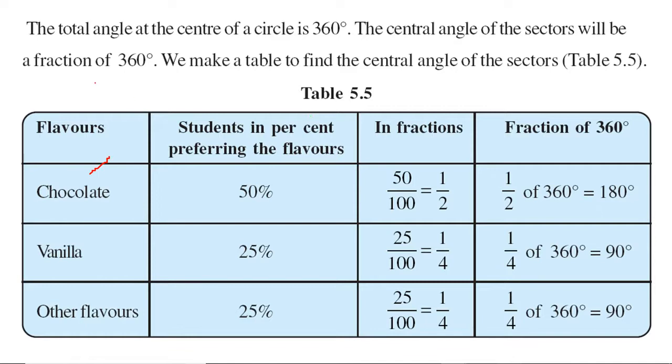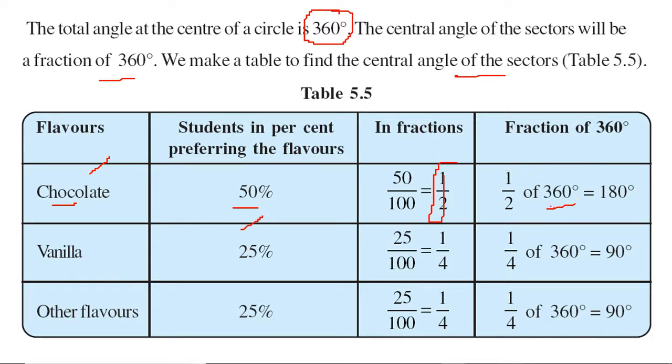So let us learn it formally. The total angle at the center of the circle is 360 degrees. The central angle of the sector will be a fraction of 360 degrees. So we will try to make a table to find the central angle of the sectors like this. For chocolate, 50% of the students like this flavor. So this is 50 by 100, which is half, and this half is simply half into 360, because half is showing that half of the circle has to be given to chocolate.